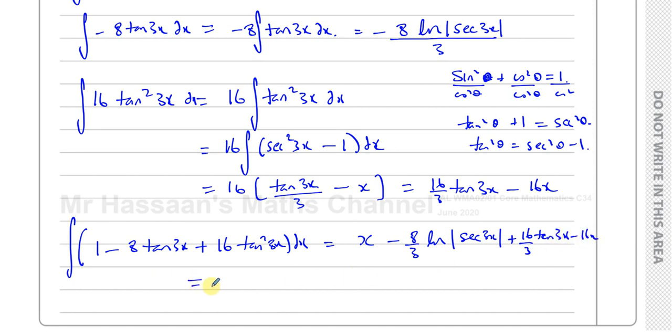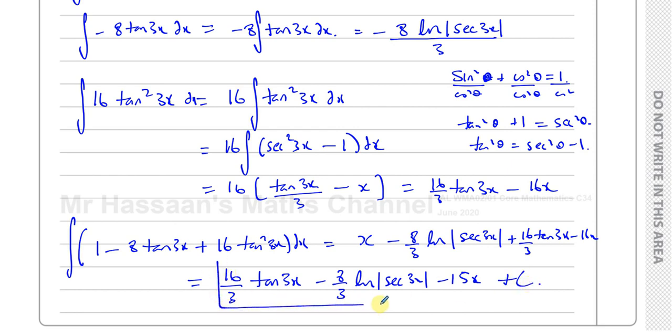So when we simplify that, we end up with 16 over 3 tan of 3x, minus 8 over 3 ln of the modulus of secant of 3x, and x minus 16x is minus 15x, and don't forget at the end the plus c. So there's the answer to this question. You must put the plus c at the end. We could have put plus c in each of these, but put plus c at the end to show that you have your constant of integration.